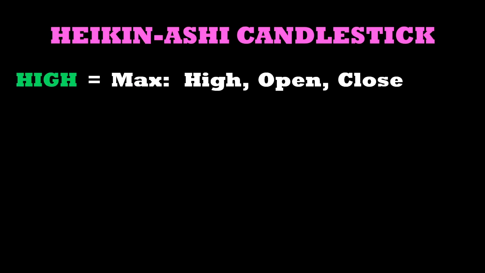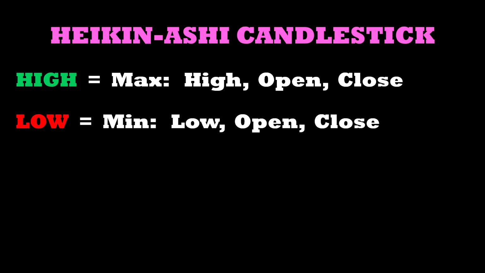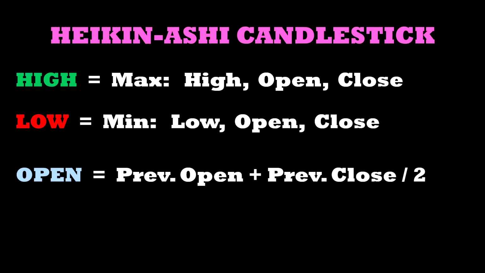Let's start with the high, which is the maximum reading from either the high of price from the current period, the open of the Heikin-Ashi candle, or the close of the Heikin-Ashi candle. The low of the candle is just the opposite, the minimum from either the low of price from the current period, the open of the Heikin-Ashi candle, or the close of the Heikin-Ashi candle. The open of our Heikin-Ashi candle is calculated as the previous candle's opening plus the previous candle's closing divided by 2. This naturally gives you the halfway point of the previous candle, so a new candle will always open at the middle of the body of the previous candle.